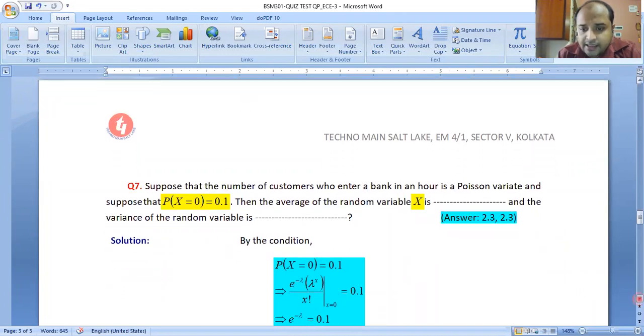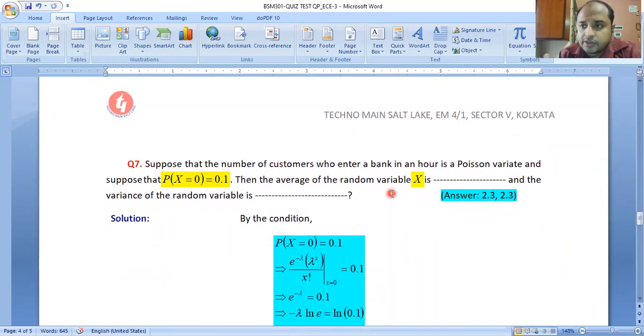Now, capital X represents a random variable which denotes the number of customers entering into the bank. And since it is a Poisson-variate, probability of x equal to 0 is the value of the PMF of the Poisson-variate at x equal to 0. The PMF is defined by this for Poisson variable. And here we put x equal to 0. And ultimately we get e to the power minus lambda on the left hand side. On the right hand side we get 0.1 as it is given.